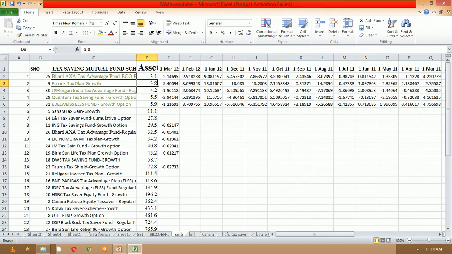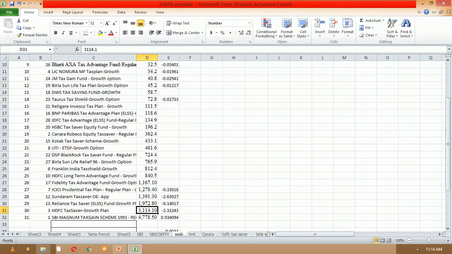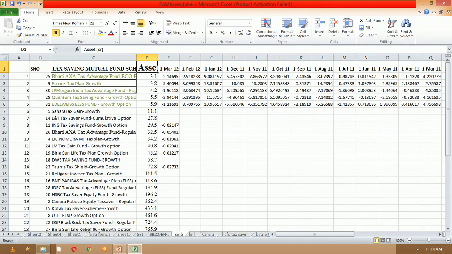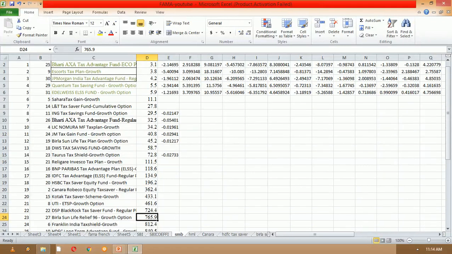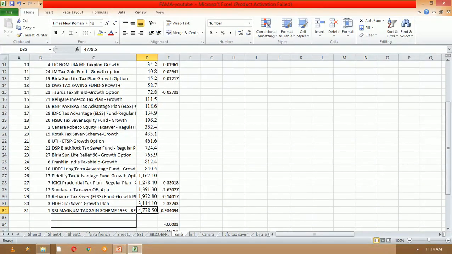To calculate SMB, that is small minus big, we take the average performance of the lowest asset funds minus the higher asset funds. For this, I have taken the assets of all funds and sorted them from lowest to highest. The lowest asset value is Bharti AXA Tax Saving Fund, and the highest asset value fund is SBI Magnum.